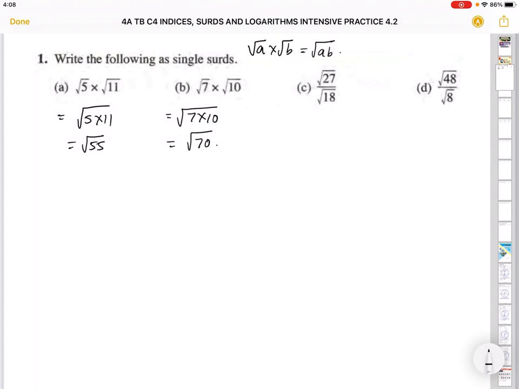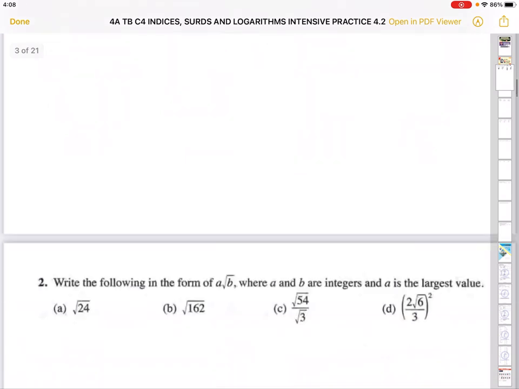For the third one, if you have square root a divided by square root b, or surd a over b, we can put it together as a single surd this way. So similarly, we can put 27 over 18, and 27 over 18 is just surd 3 over 2. For d, we can put this together again, 48 over 8, and 48 over 8 is actually 6. So we leave our answer as surd 6. Alright, not too difficult, right?